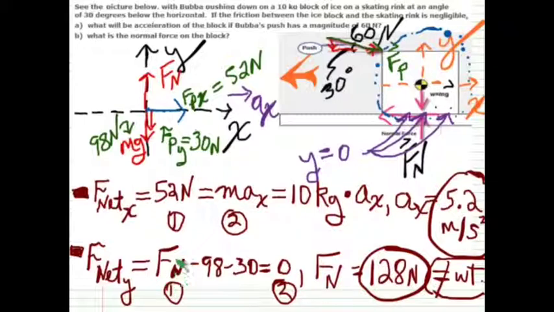So the normal force is the unknown, and it's balanced by the weight force, which is 98 newtons, and the y component of the push, which is 30 newtons. That's equal to 0. So we solve for the normal force, which is 128 newtons, which we note is not the weight, as that's only 98 newtons. The end.